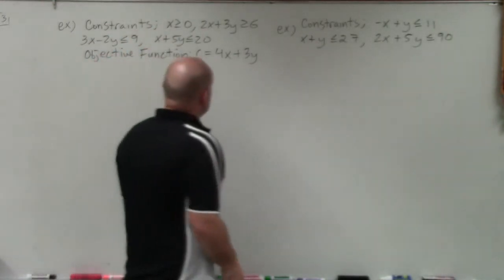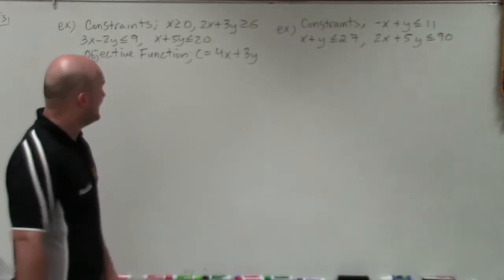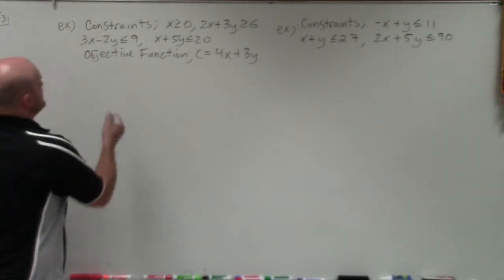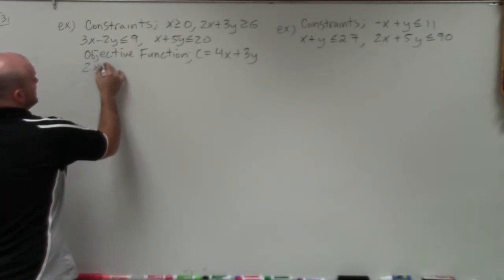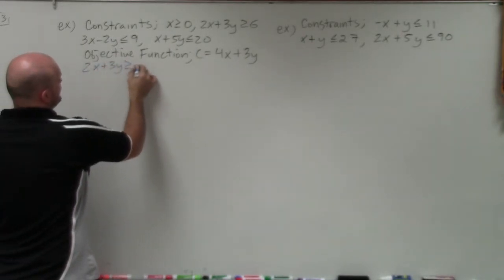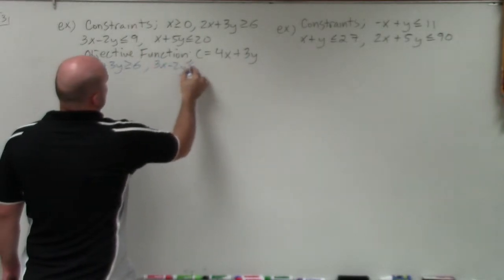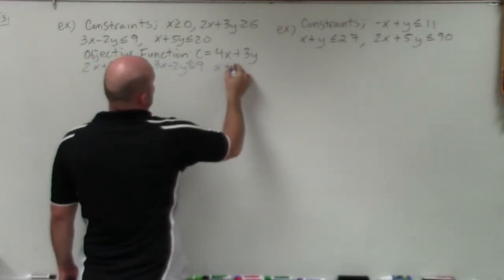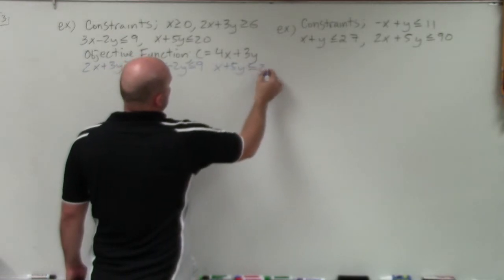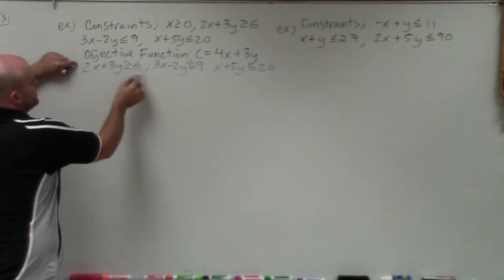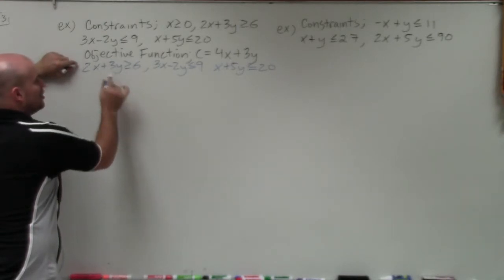OK, so let's do 2x plus 3y is greater than or equal to 6. We have 3x minus 2y is less than or equal to 9, and x plus 5y is less than or equal to 20. OK. So again, ladies and gentlemen, remember the first thing we're going to do is subtract the 2x on both sides. We want to solve for y.